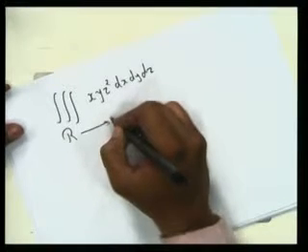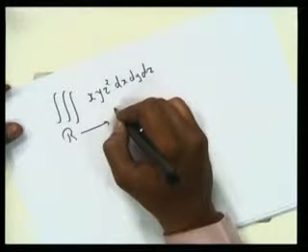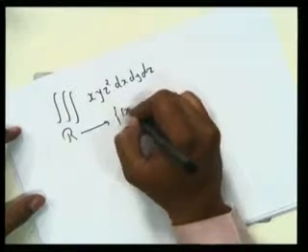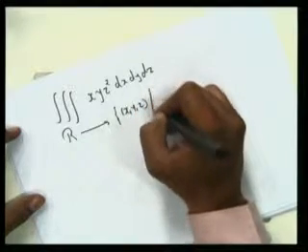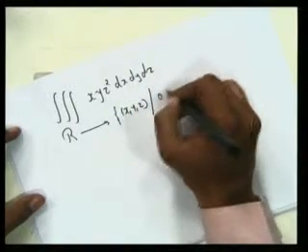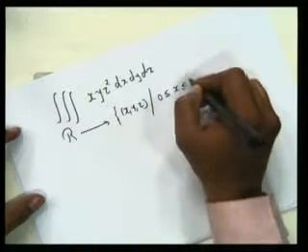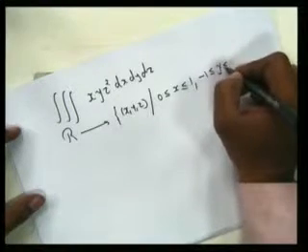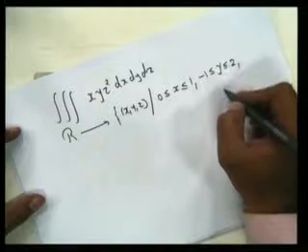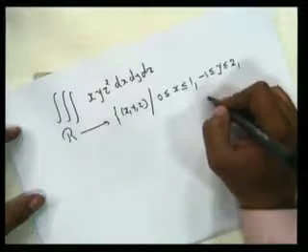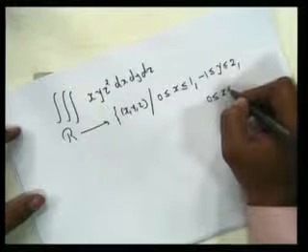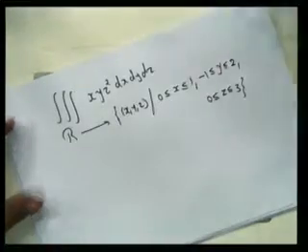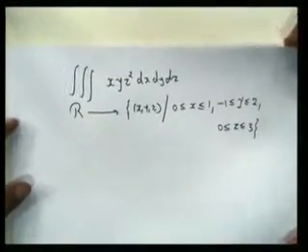Here R is a rectangular box with boundary x, y, z such that 0 less than or equal to x less than or equal to 1, minus 1 less than or equal to y less than or equal to 2, and the boundary of z is 0 less than or equal to z less than or equal to 3.